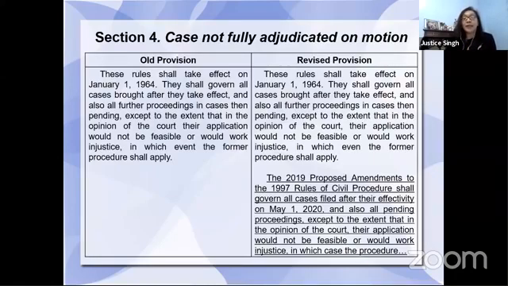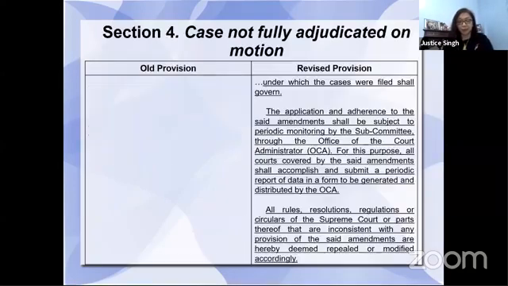And also, ito po, dito po tayo magkakaroon ng questions. And also all pending proceedings, okay? Except to the extent that in the opinion of the court, their application would not be feasible, okay? Or would work injustice. In which case, the procedure under which the cases were filed shall govern. So binibigay po sa judge ang discretion. So ang dalawang condition lang, if not feasible or if it will work prejudice to the parties. Okay? So pagka ganon, hindi po daw i-apply sa pending proceedings.